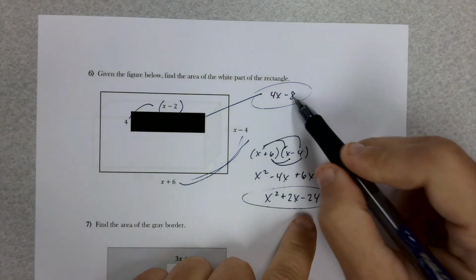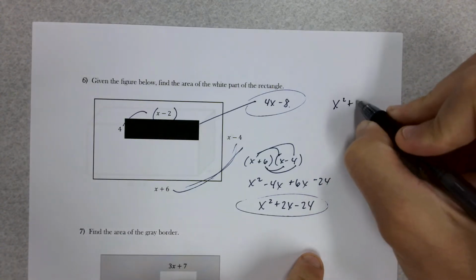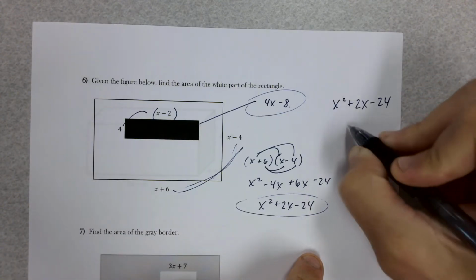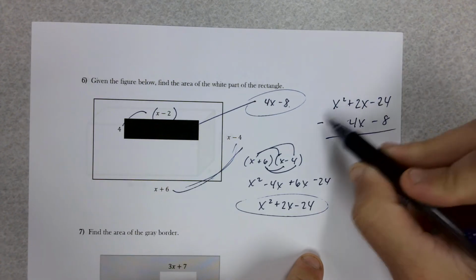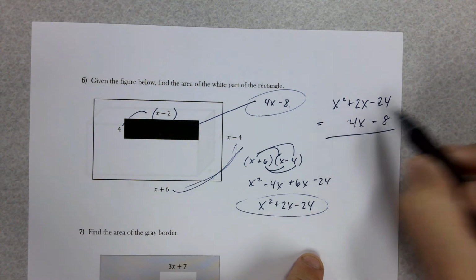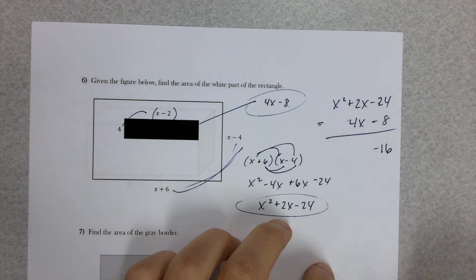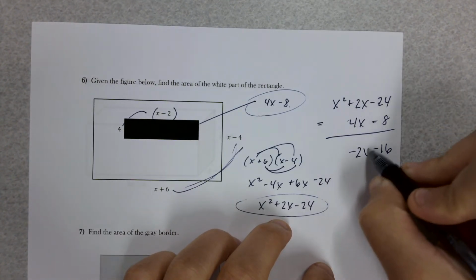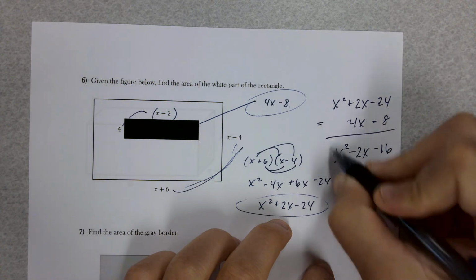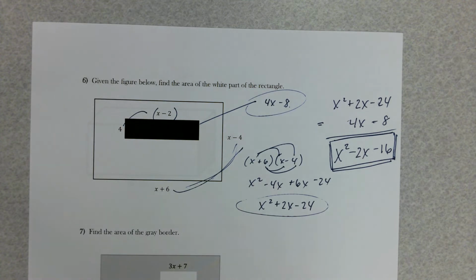Taking a -8 away is like subtracting a negative. If it helps, again, write it how I wrote the last question. I stack them up. I need to subtract this. I need to take it away. -24 minus a negative. When you subtract a negative, it's like adding. So -24 plus 8 is a -16. 2 minus 4 is a -2x. X squared doesn't have anything to combine with, so I get a final answer of x squared minus 2x minus 16.